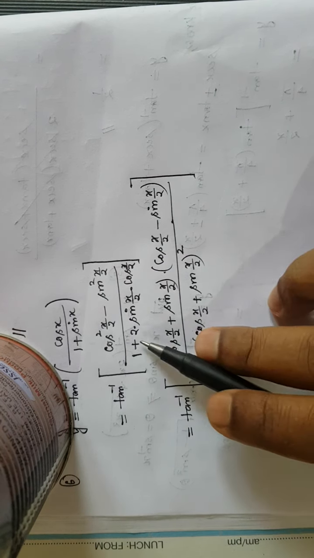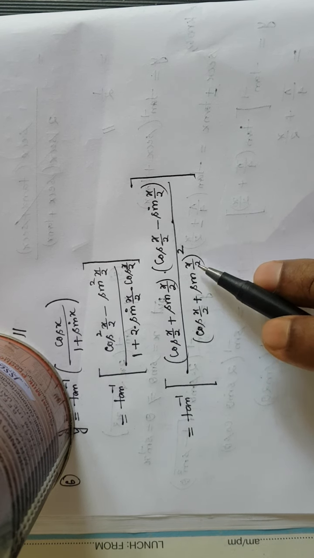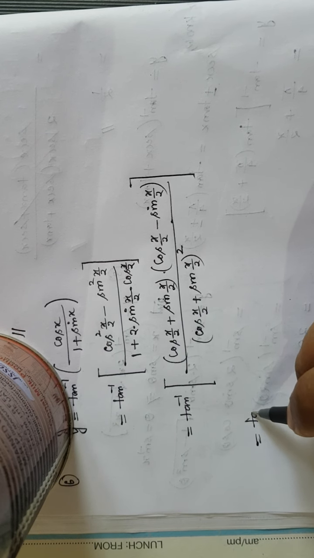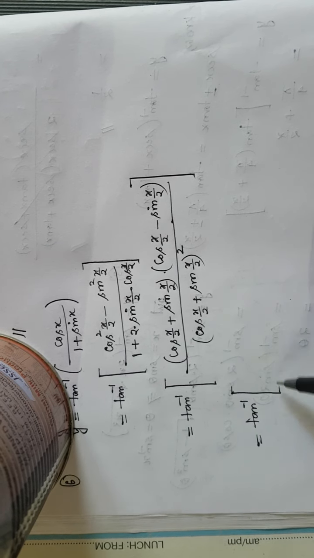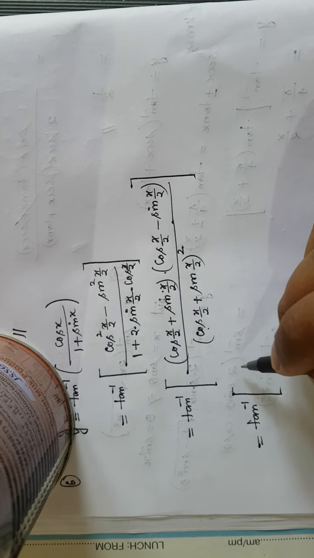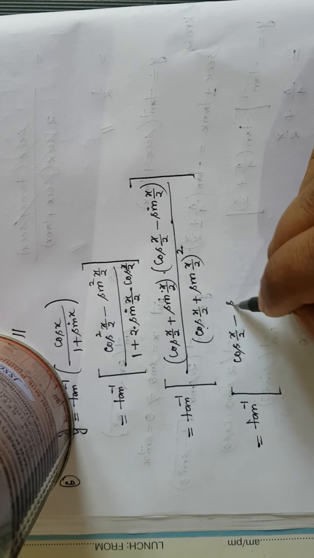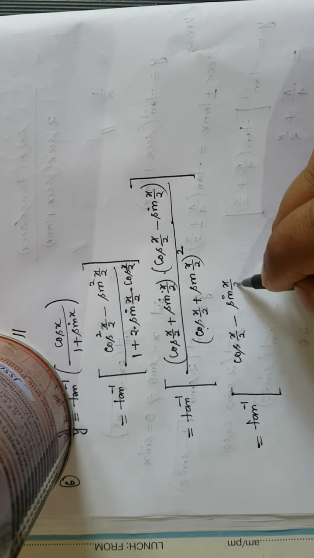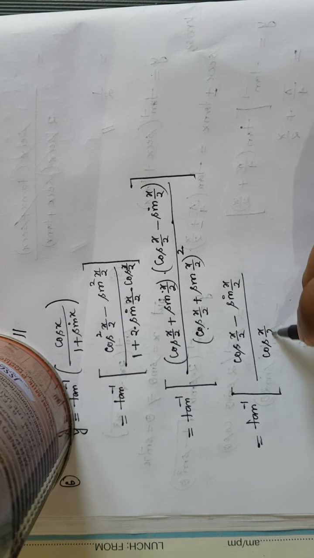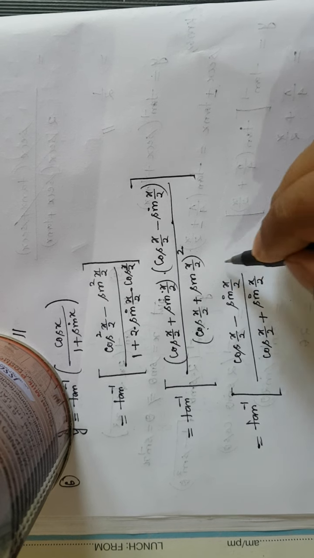a plus b whole square, cos square x by 2 plus sin square x by 2. This is 1 plus twice ab. Tan inverse of a plus b whole square, a plus b gets cancelled. You are left with cos x by 2 minus sin x by 2 divided by cos x by 2 plus sin x by 2.